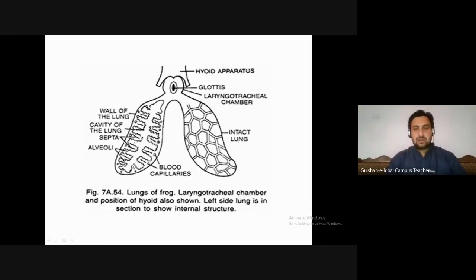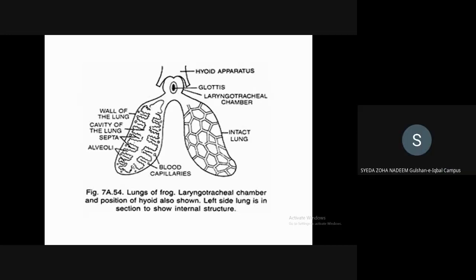So when it goes inside the lungs, it becomes the blood capillaries, then the alveoli, the air sacs, that is known as the bronchioles. So that is present inside the lungs. Outside the lung, as you have seen, this is also the lung, and that is also the lung, the same.